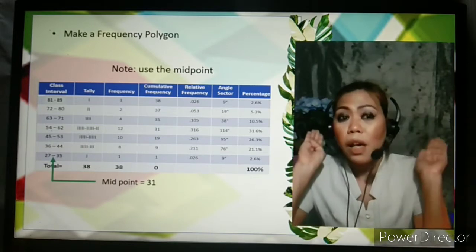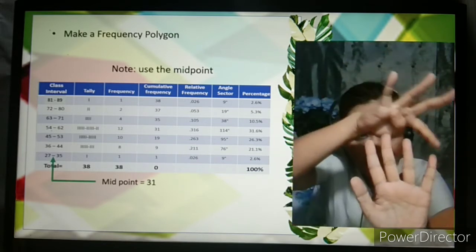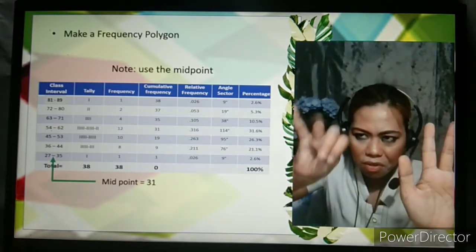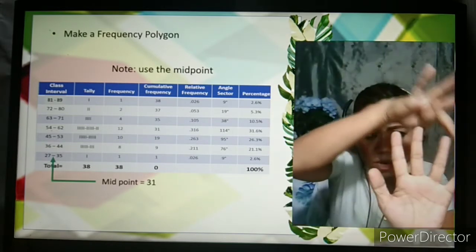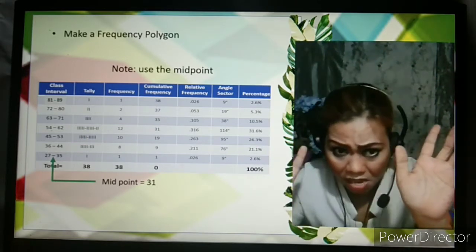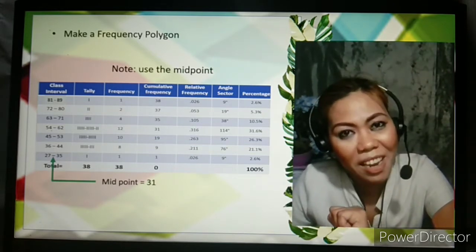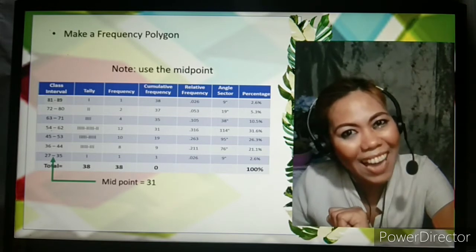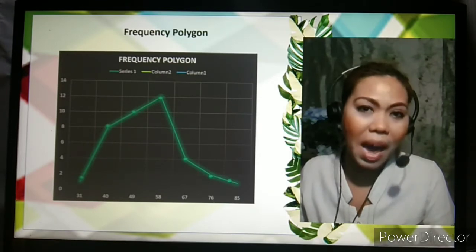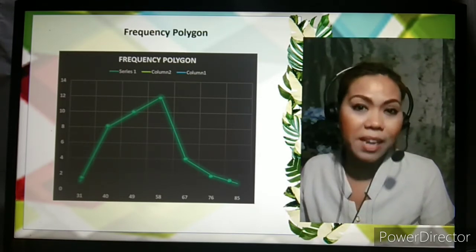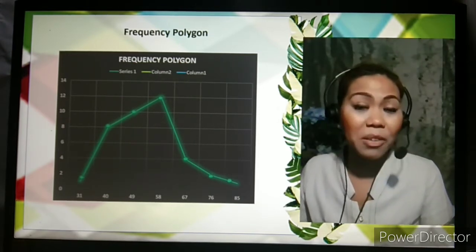The interval is 9, right? So 27, 28, 29, 30, 31, 32, 33, 34, 35. So the middle number of that is what? 27, 28, 29, 30, 31. 31 is the middle number. So 31 is the midpoint. Did you get it? Very good. Let's proceed. Okay, guys, this time I'm going to show you and demonstrate on your screen how to make a frequency polygon using Microsoft Excel.